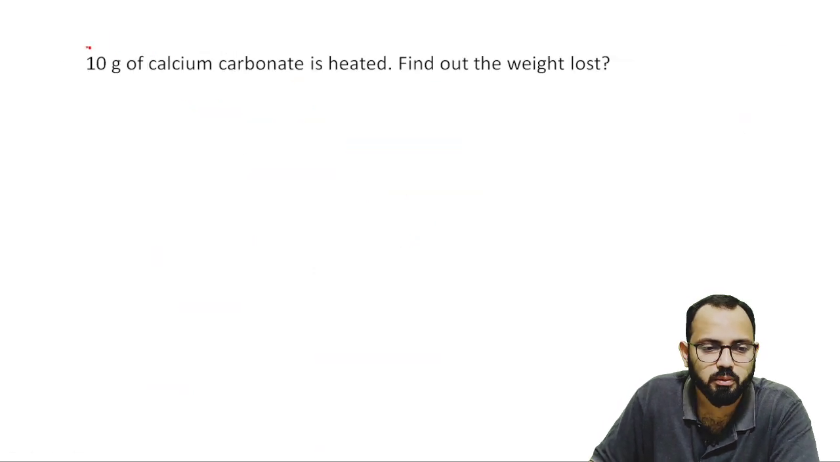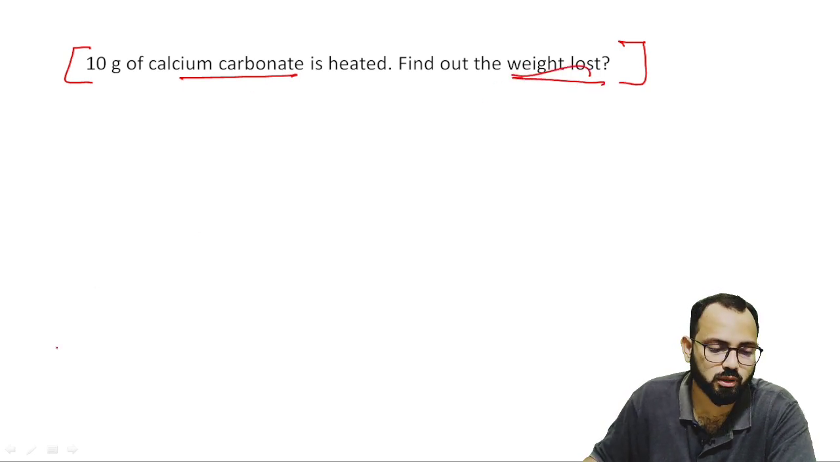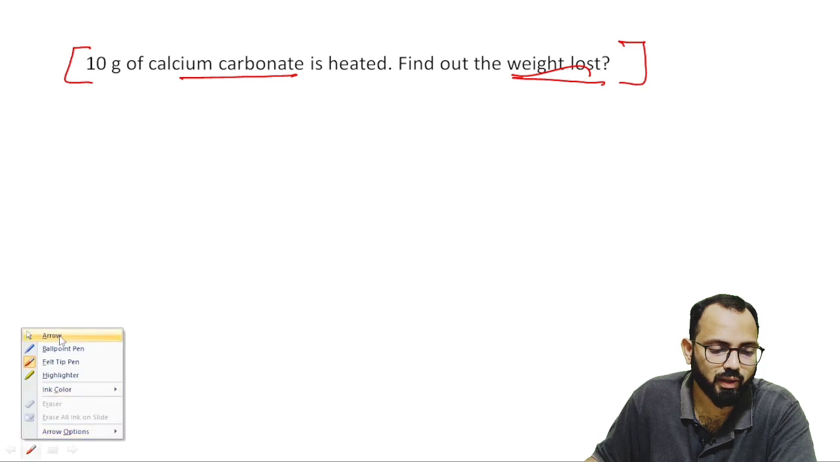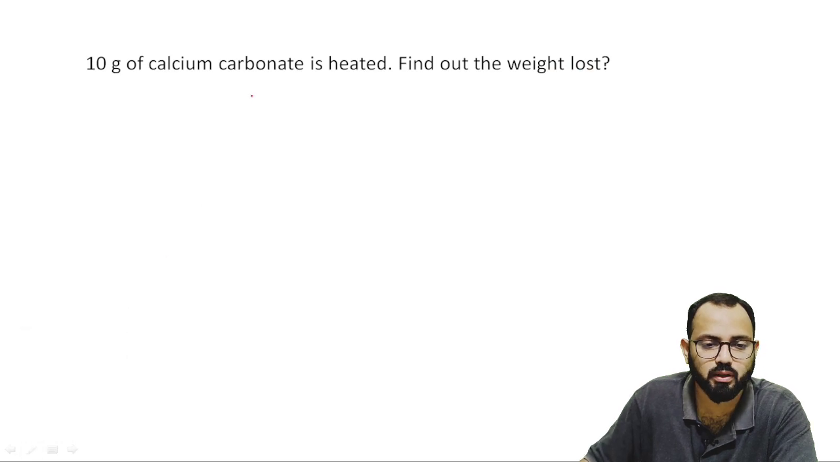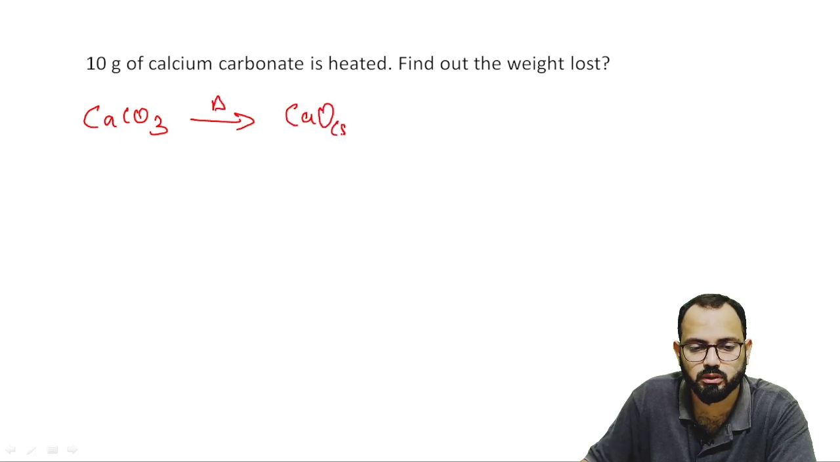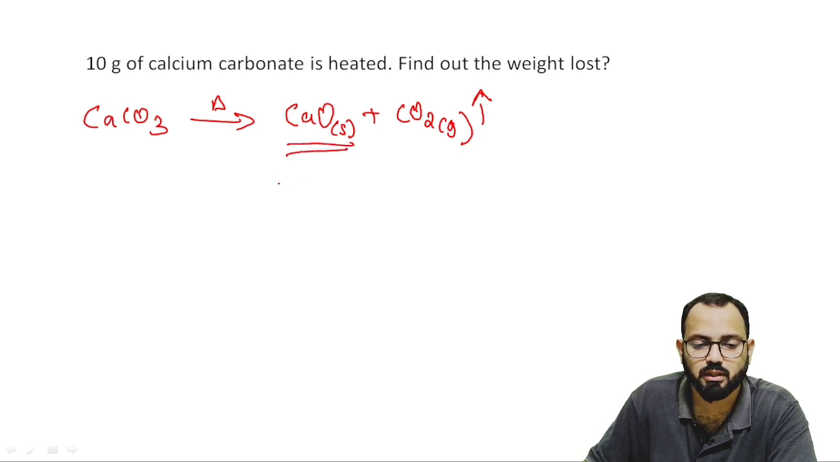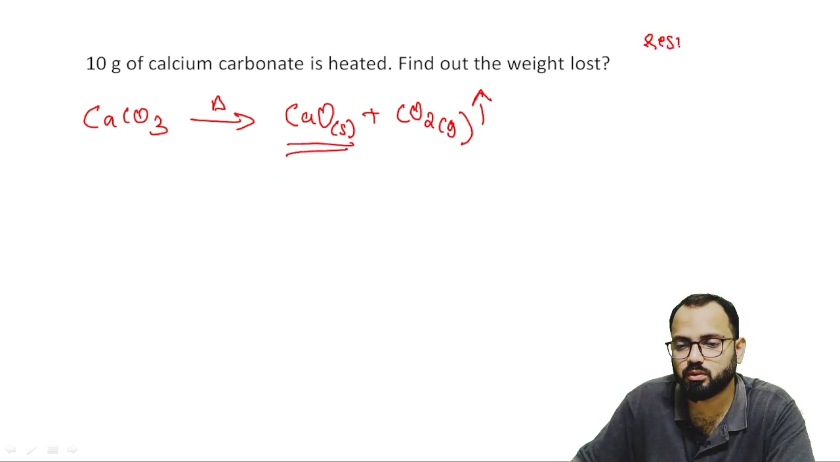Look at that. I'll be giving you one more question. 10 gram of calcium carbonate is heated. Find out the weight lost. This is what the question is. Okay. How many grams of calcium carbonate is undergoing decomposition? 10 gram. So calcium carbonate upon heating, what happens? It will be converted into calcium oxide plus CO2 gas. CO2 is a gas. What will it do? It will escape. Then what is remaining? Calcium oxide. That is what we are calling the residue.